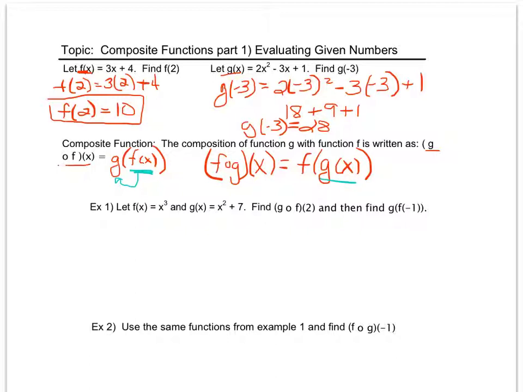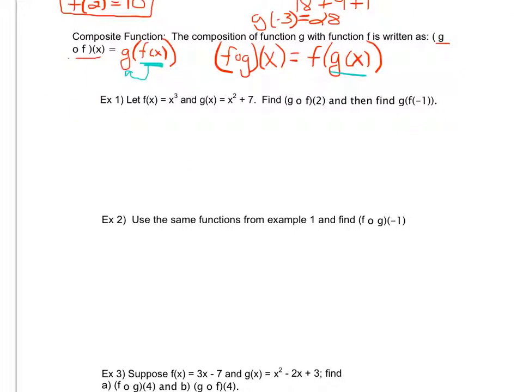So let's go ahead and look. I have 3 examples. Many of them do have a part A and a part B. On number 1, I'm asked to find g following f of 2. So I'm going to go ahead and do that. So the very first thing I do when I see g following f of 2 is I rewrite it with parentheses, because to me that makes it easier to follow order of operations.